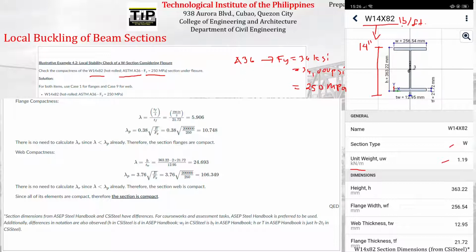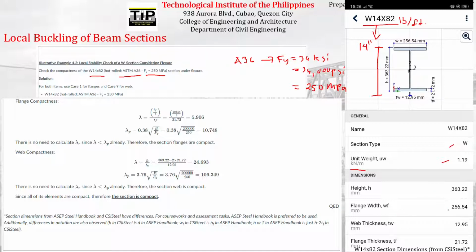So the 82 pounds per foot, if you try to convert it to kilonewton per meter, is equal to 1.19 kilonewton per meter. But again, you can verify that in the steel construction manual in case I was wrong here. So the total depth is equal to 363.